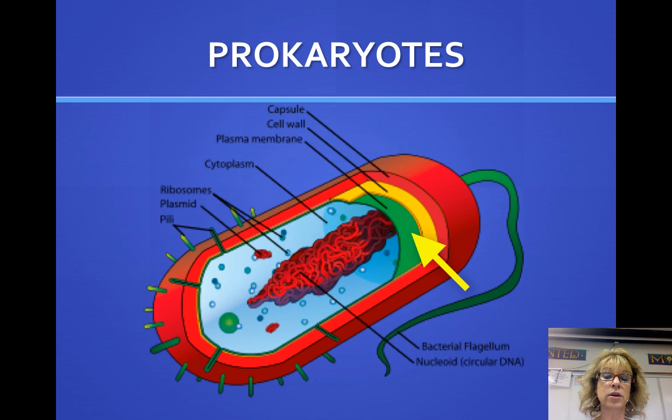The plasma membrane used to be called the cell membrane, and it surrounds the contents of the prokaryotic cell, which separates the contents of the cell from the environment. It also controls what goes in and out of the cell.